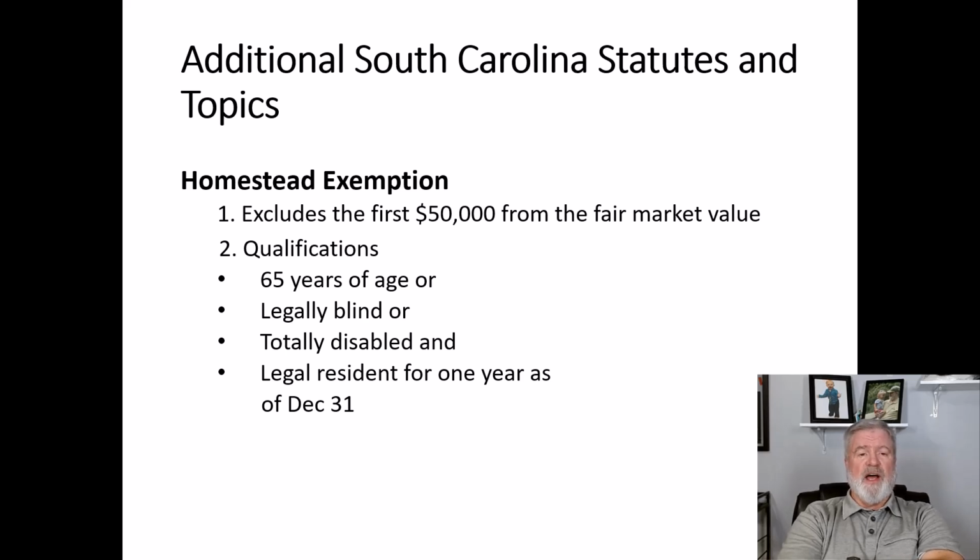Now, who qualifies for this exemption? Well, you've got to meet one of 3 criteria. Either you have to be 65 years of age, or legally blind, or totally disabled. And then obviously you do have to be a legal resident of South Carolina for at least 1 year as of December 31st. But anybody that meets any one of those 3 would qualify for this exemption.